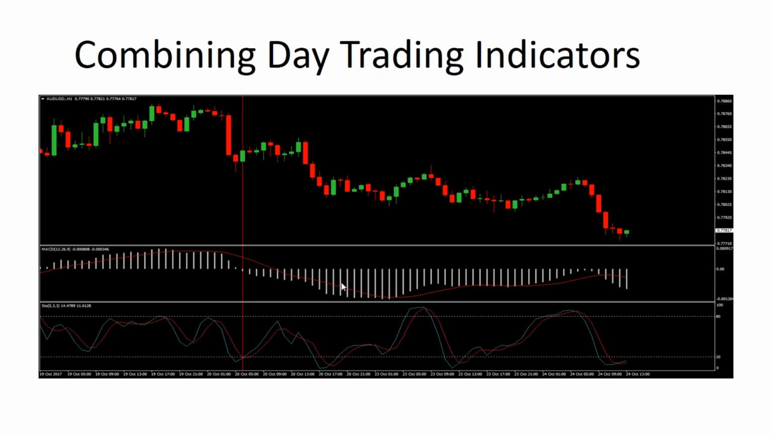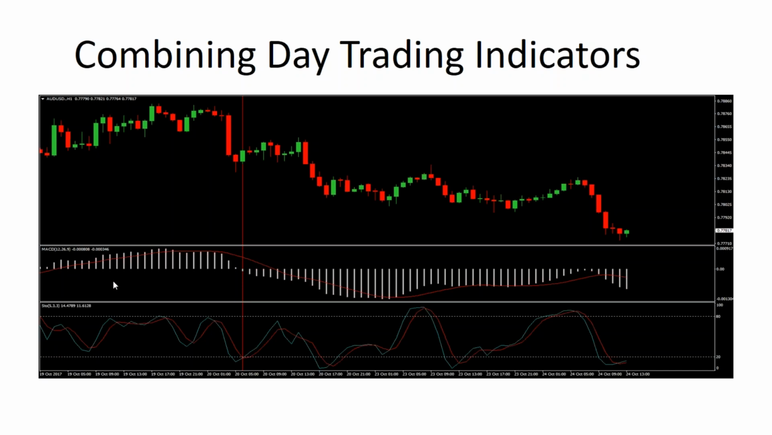So when the MACD is bearish, you're not looking to buy when the indicator is oversold. You're only looking to sell when it's overbought. And similarly, if the MACD is bullish, you're only looking to buy when the stochastics is oversold. You're not looking to sell when it's overbought.